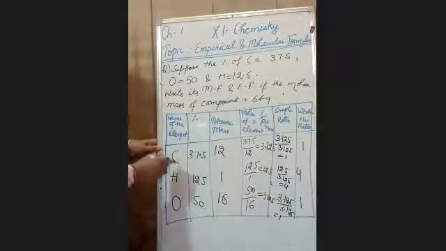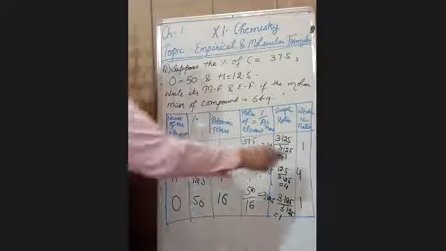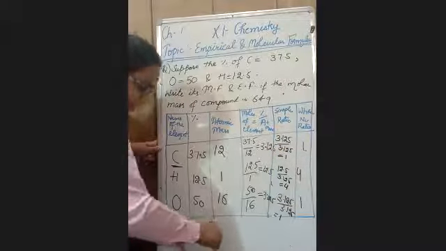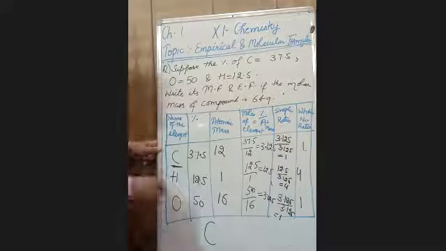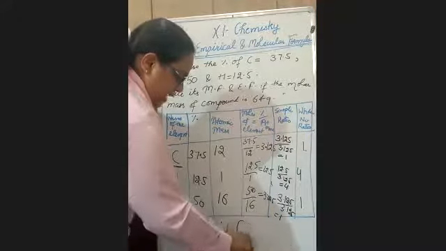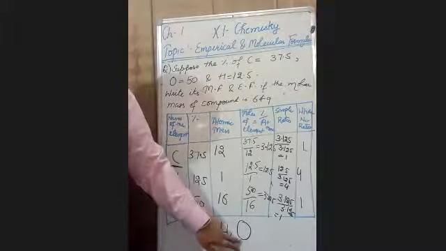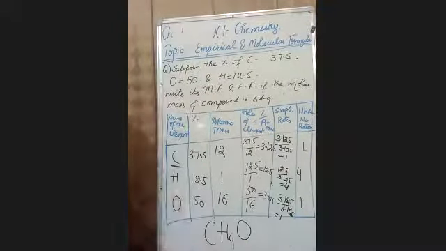So what is your empirical formula? How many carbon atoms? 1 carbon atom. How many hydrogen atoms? 4 hydrogen atoms. And how many oxygen atoms? 1 oxygen atom. This is your empirical formula.